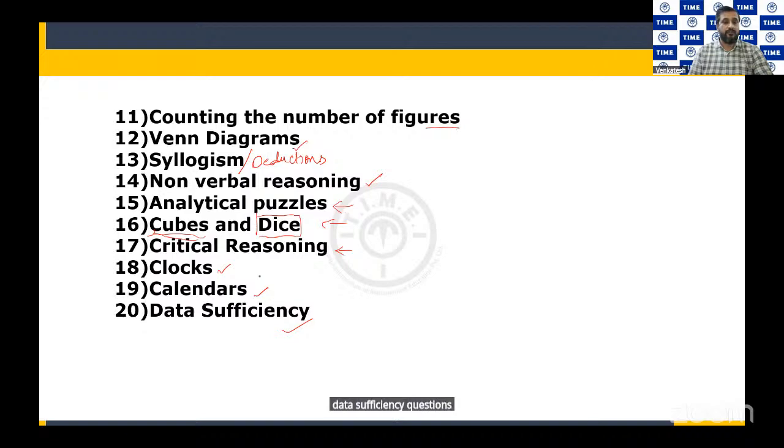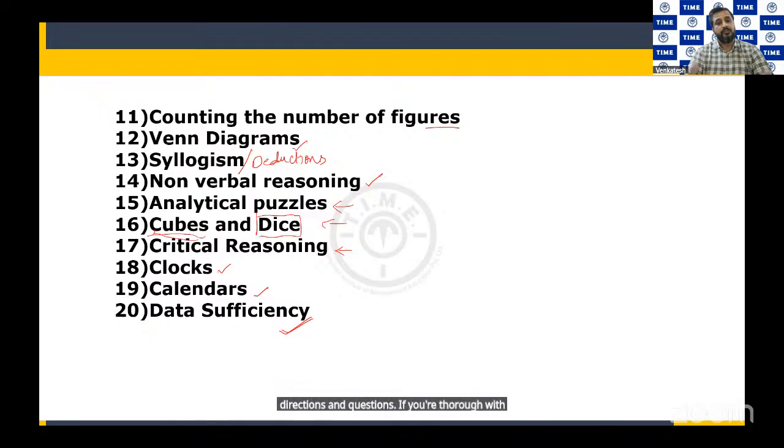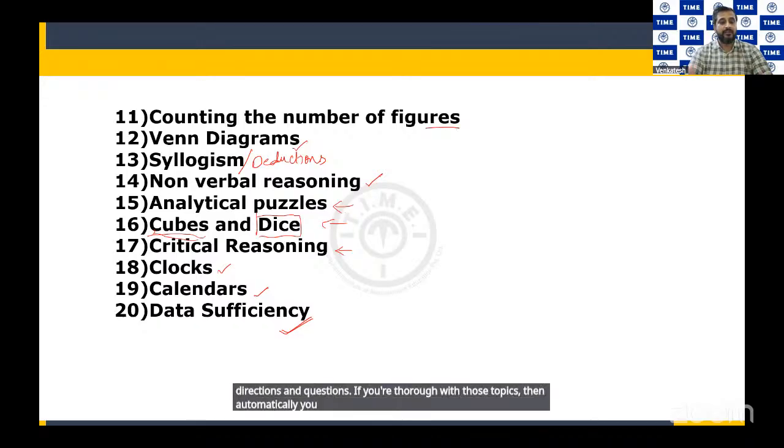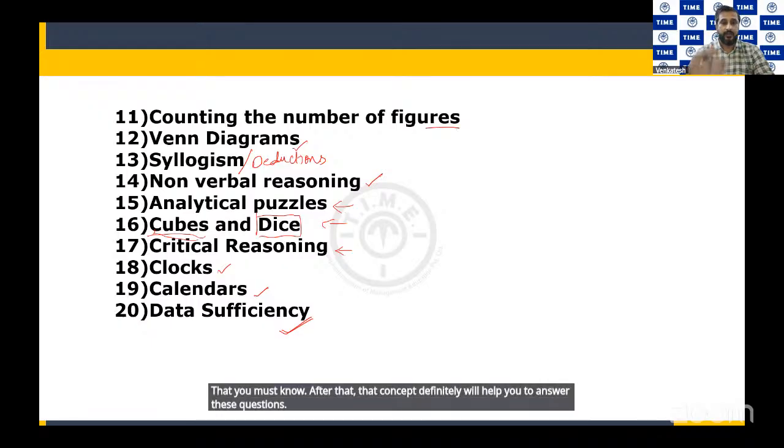If you are thorough with all the concepts, answering the data sufficiency questions will be very easy. You may be given questions from analytical puzzles in the data sufficiency, or you may be given coding and decoding, blood relations, or direction sense questions. If you're thorough with those topics, then automatically you can answer even the data sufficiency questions as well. But the only thing that you have to know is the pattern of the data sufficiency. That you must know. After that, that concept definitely will help you to answer these questions, right?